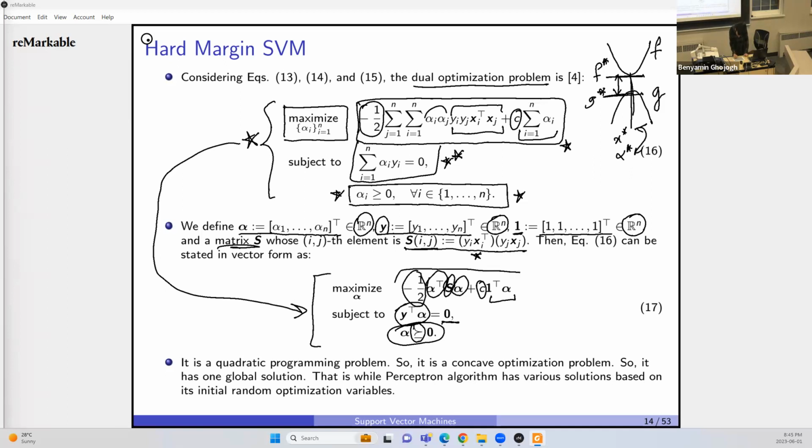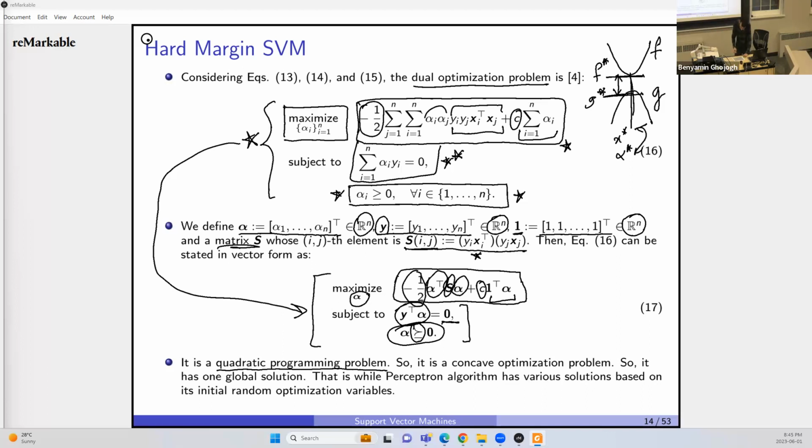And take a look at this. Do you agree this is a quadratic function? The cost function is quadratic with respect to alpha. The optimization variable is alpha, and these are linear constraints. If you see the preliminaries of an optimization course, you'll see that this is a standard optimization problem named a quadratic programming problem.